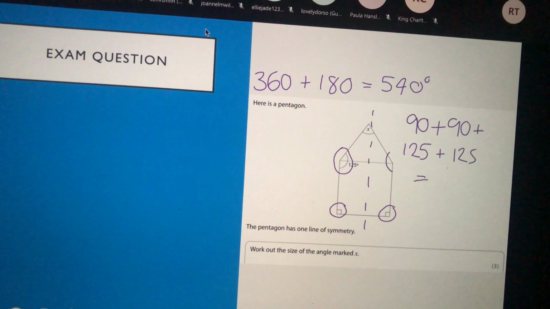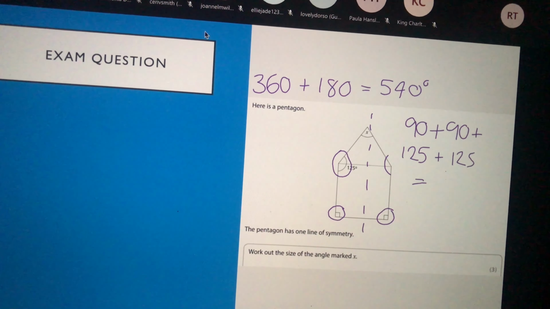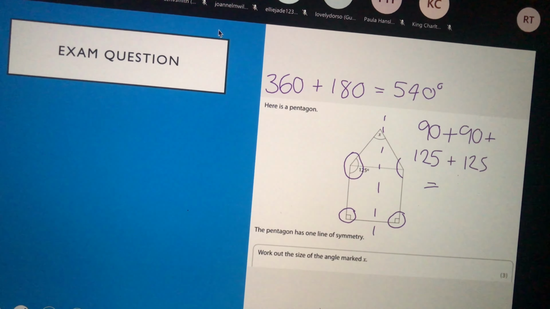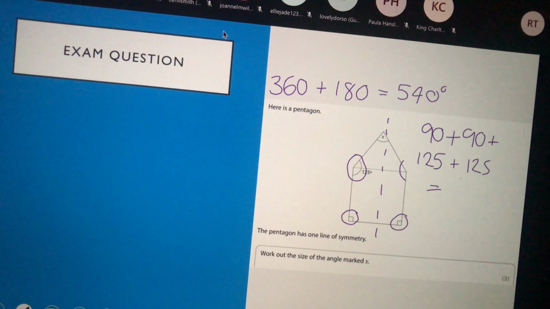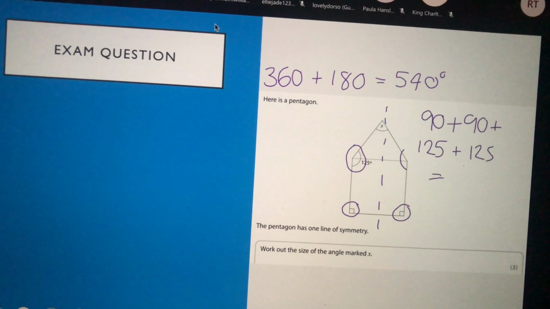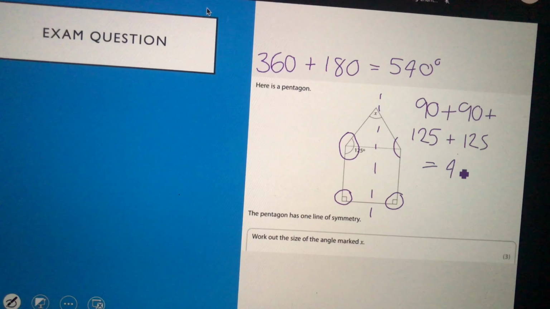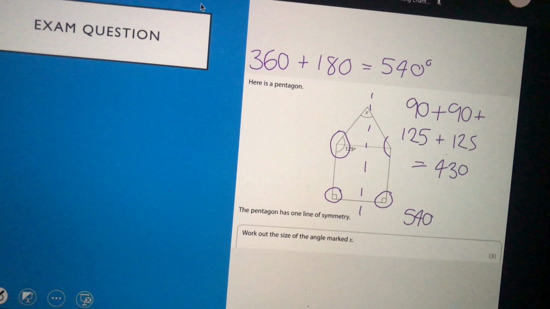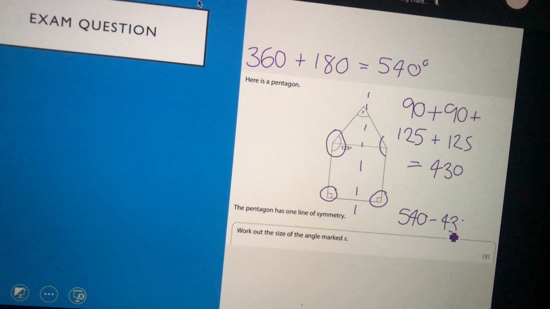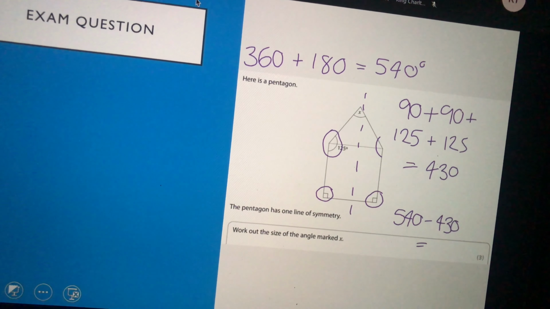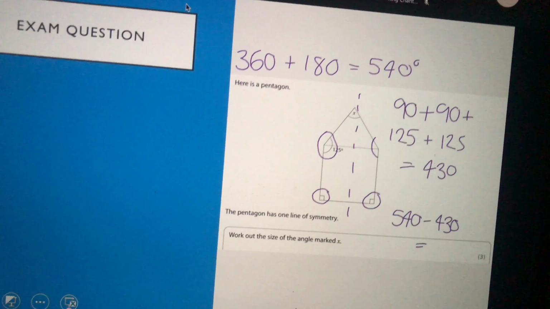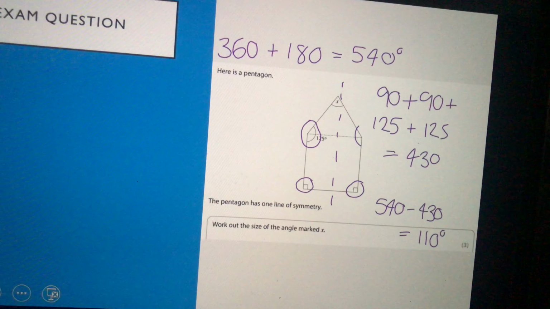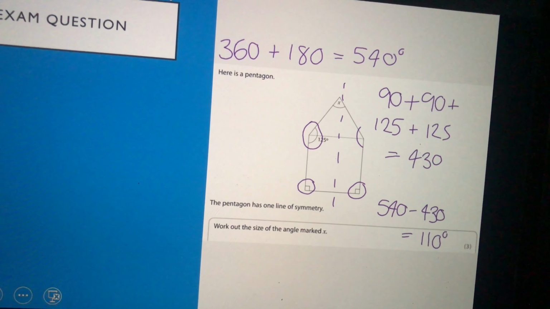So if we add all of that up together, we can take that away from our 540. So what is our total of the angles we know? 430. 430, lovely. And then we do our 540 and take away 430. 110. 110, good. So that's one solution. So I think, is it Carmelita? I think you're on the right track.